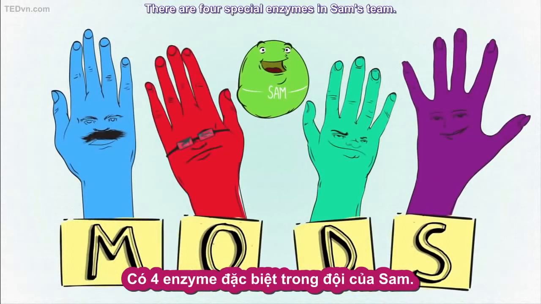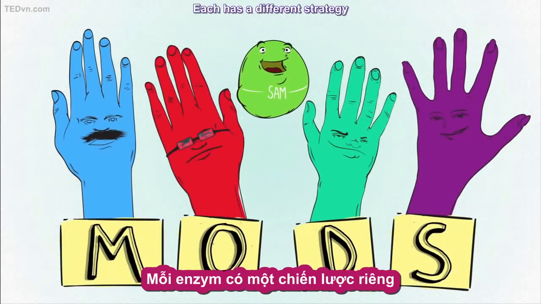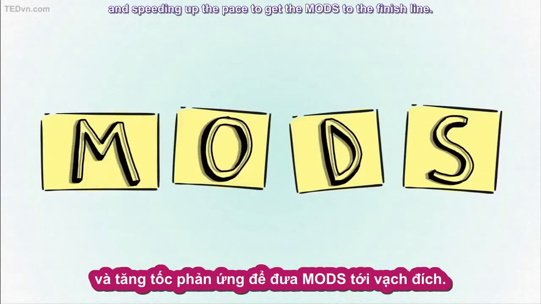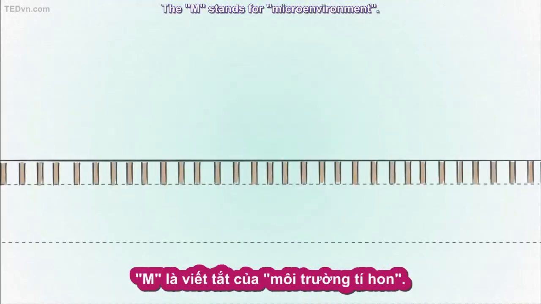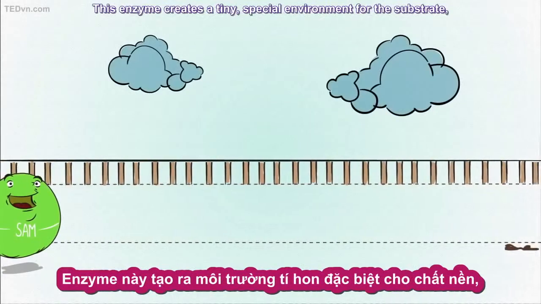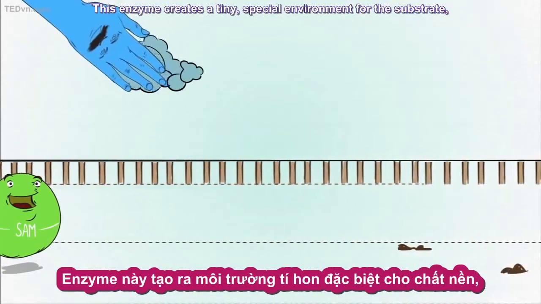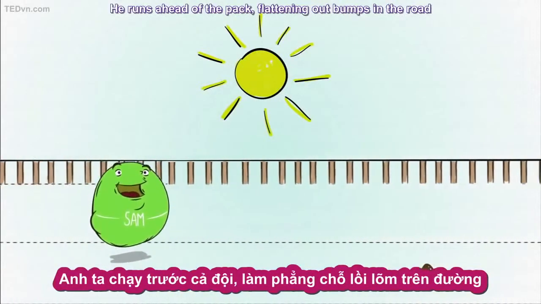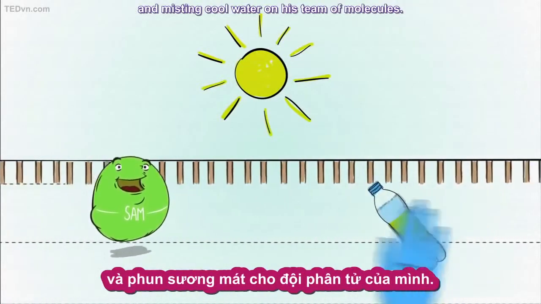There are 4 special enzymes in Sam's team. Each has a different strategy for lowering the energy it takes to get going and speeding up the pace to get the mods to the finish line. The M stands for microenvironment. This enzyme creates a tiny, special environment for the substrate, resulting in a faster reaction time. He runs ahead of the pack, flattening out bumps in the road and misting cool water on his team of molecules.